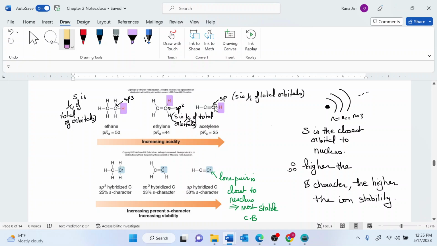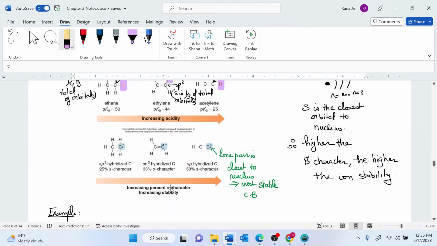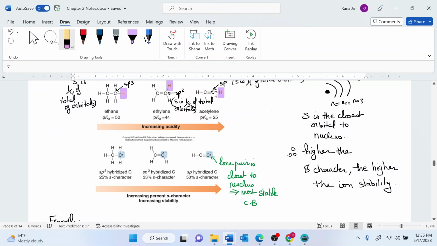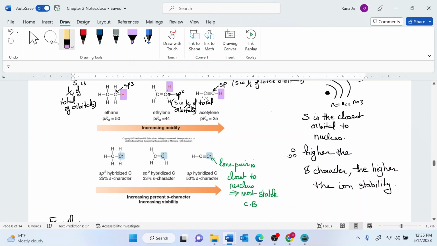The sp hybrid orbital has 50% s character because the s constitutes half the total number of orbitals. Here the s constitutes one third, so it's going to be 33% s character, and here it's going to be 25%. So as you increase the percent of s character, the ion is going to be more stable because these lone pairs are going to be pushed more towards the nucleus, decreasing the length of the bond. So this bond is going to be a shorter bond compared to the bond between the sp3 hybrid carbon and the hydrogen. And that is going to make the conjugate base more stable, and it's going to make its acid way stronger.